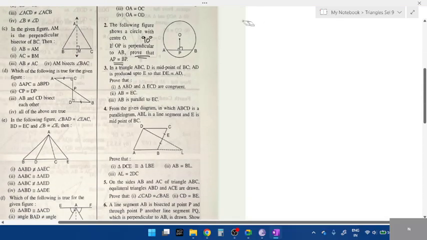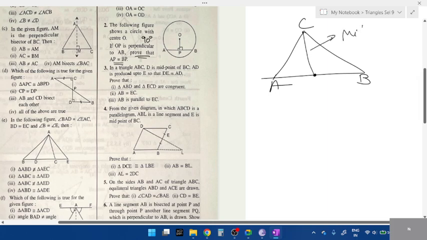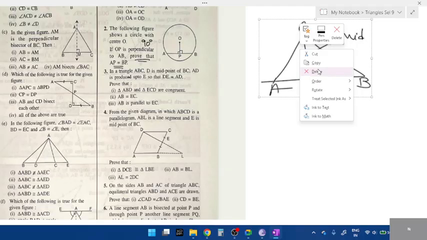Okay, midpoint concept. What is a midpoint, students? Remember midpoint? Those who don't remember, from AB, I'll take the middle point. And if I connect it to the vertex, what do you call this line? Median. The line is known as the median.